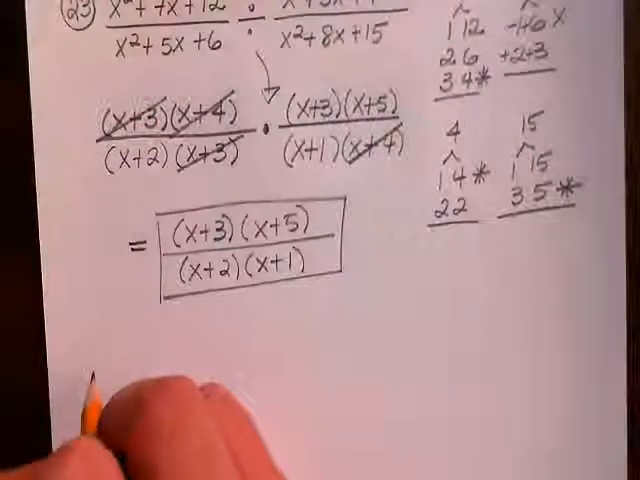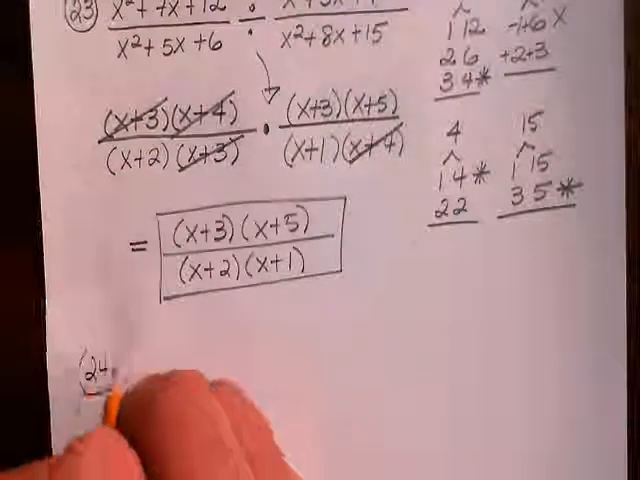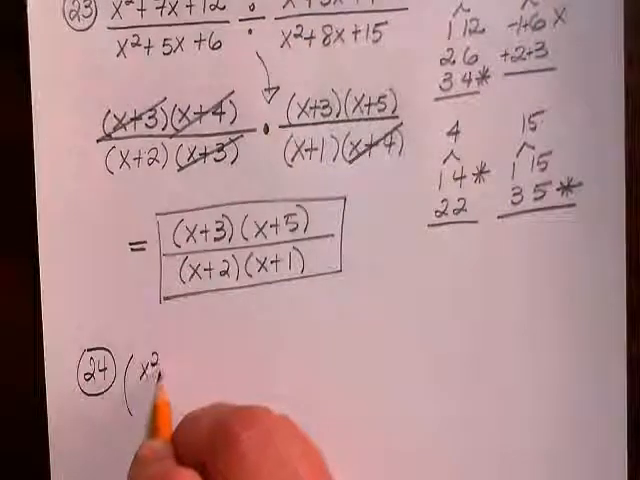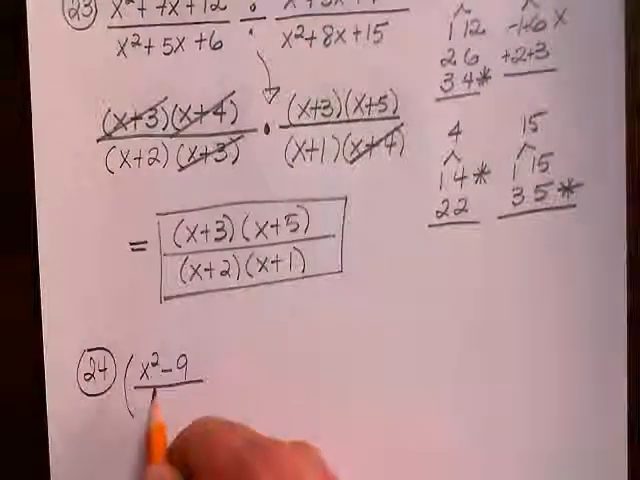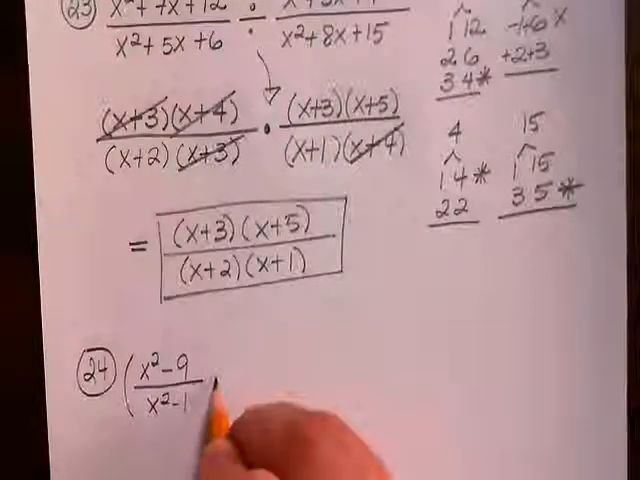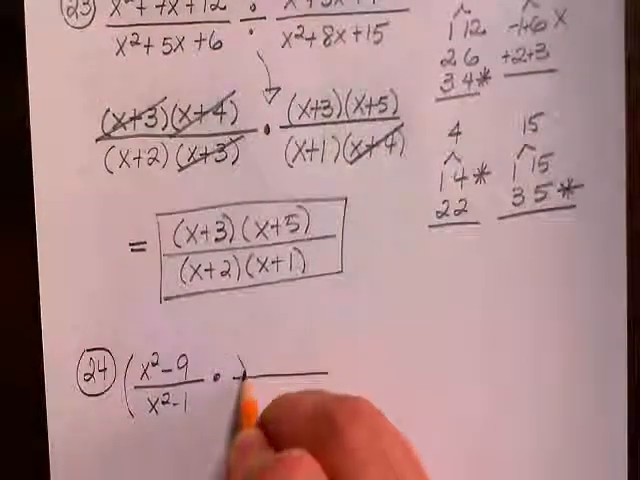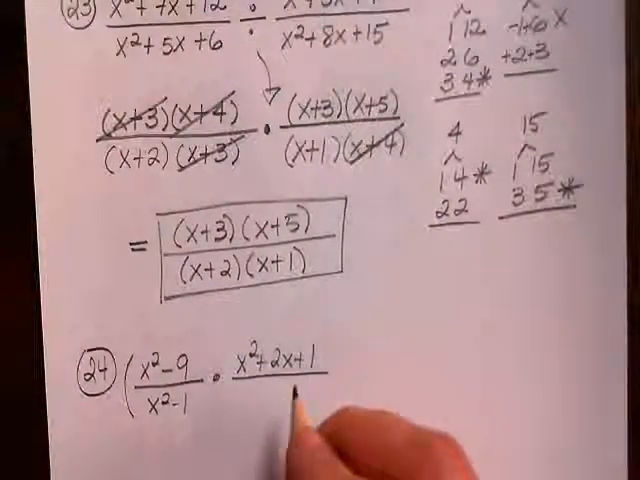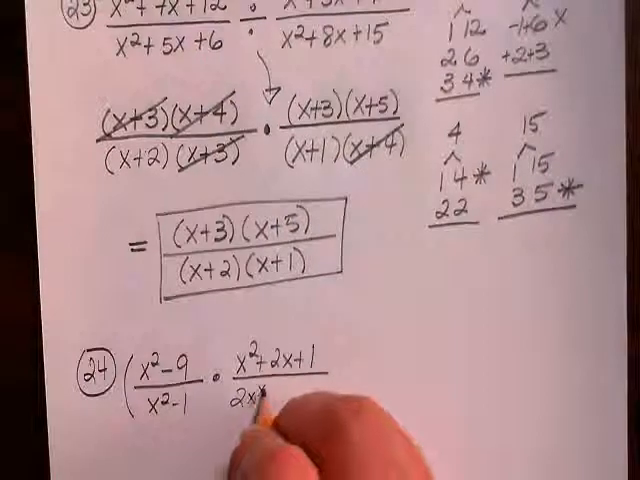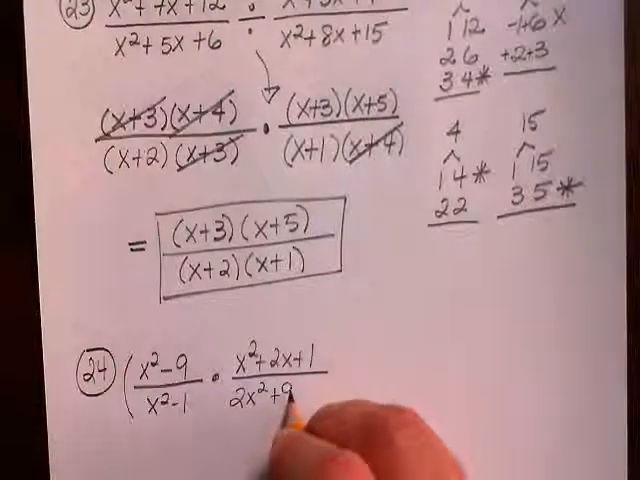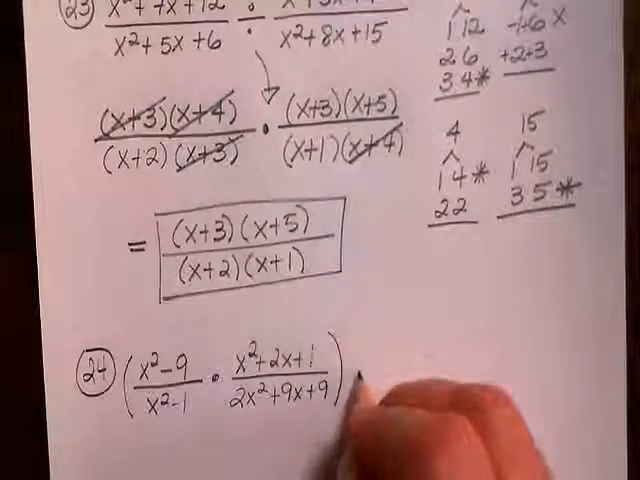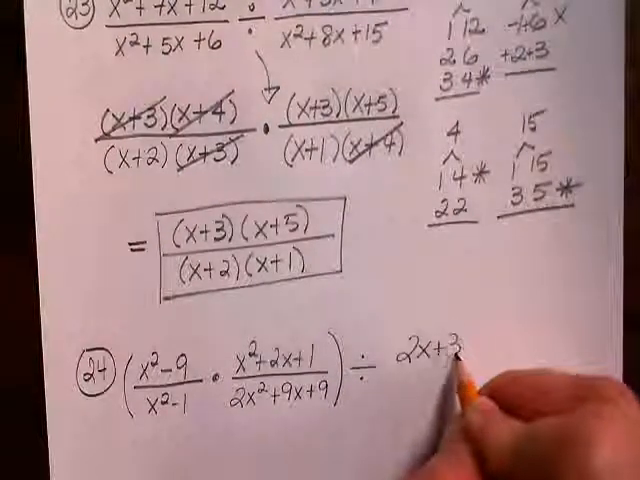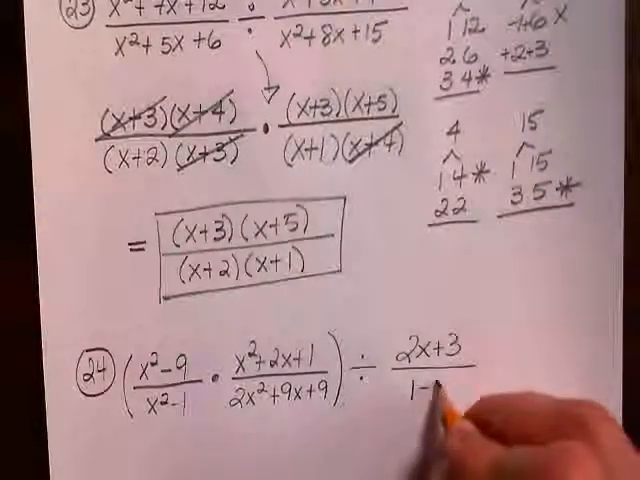Okay, now we're going to do problem number 24, the last problem of our assignment here. And the problem says x squared minus 9 divided by x squared minus 1 times x squared plus 2x plus 1 over 2x squared plus 9x plus 9 divided by 2x plus 3 over 1 minus x.